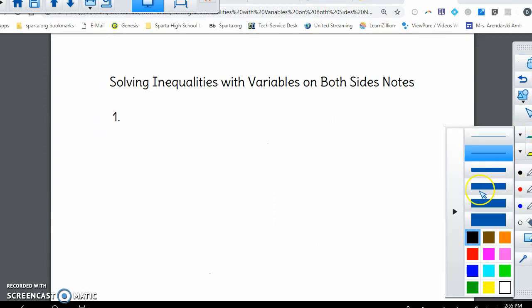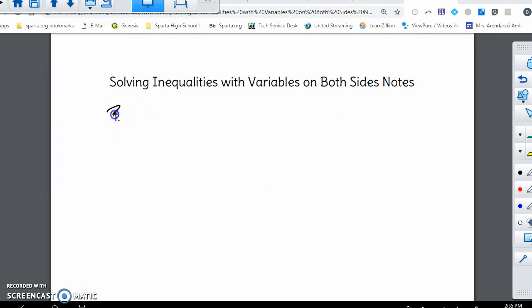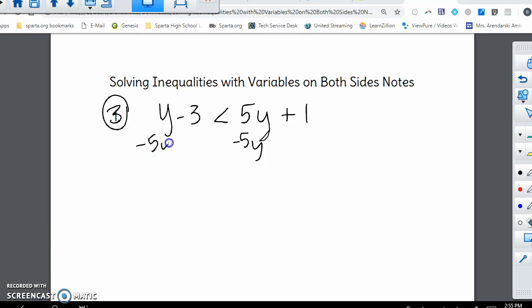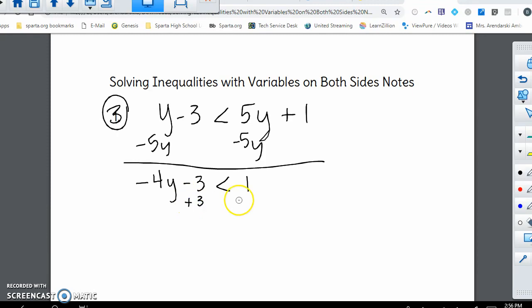Example number 3. We have y minus 3 is less than 5y plus 1. So I'm going to move my variables to the left-hand side. So minus 5y, minus 5y. That leaves me with negative 4y minus 3 is less than 1. Move my constants to the right. So plus 3, plus 3. So I have negative 4y is less than 4.